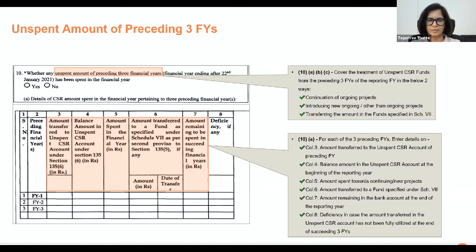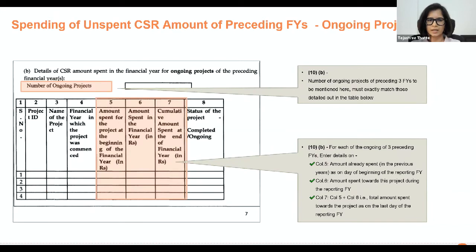Now we are going to look at 2 ways in which such unspent CSR account amount of previous financial years can be utilized. So it could be utilized on ongoing projects, or it could be utilized on new projects. So we'll look at both these cases.